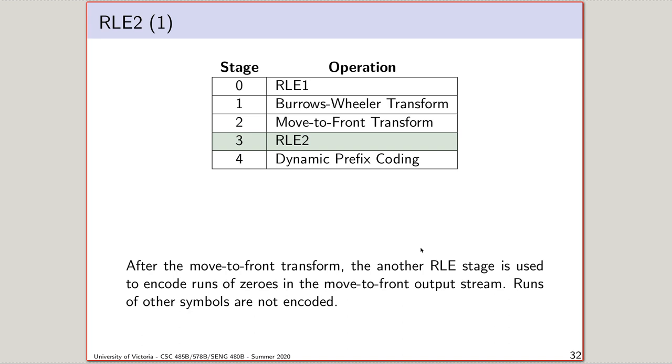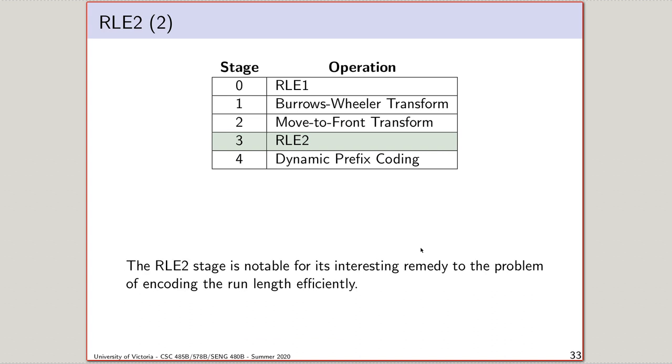So I take the result of the move to front transform and I throw it into a different style of RLE scheme. So that's why they have different names. RLE1 and RLE2 do different things. RLE2 is working on this sequence of indices that came out of move to front. And it encodes runs of zeros that appear in the move to front output using RLE. It doesn't worry about runs of anything else. All it works on are runs of zeros.